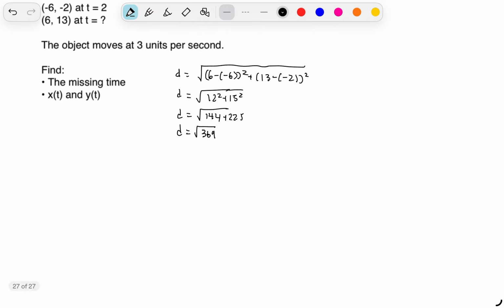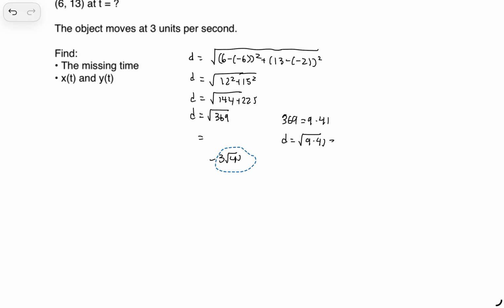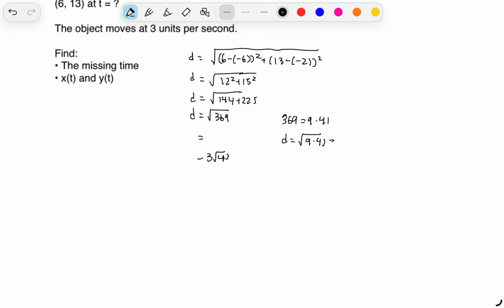You can factor this because 369, you can factor with radicals, is 9 times 41. d is equal to the root of 9 times 41, which is equal to 3 times the root of 41. So your distance is equal to that.